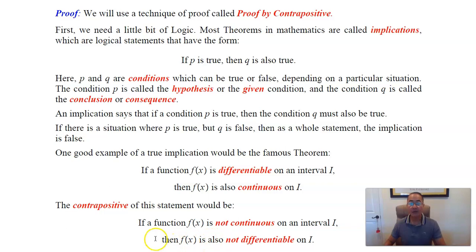However, the contrapositive is also true. Remember that an implication and its contrapositive are equivalent. So if one of them is true, the other is also true. If a function is not continuous on an interval I, then the function is also not differentiable on I. If there's at least one point of discontinuity, then the function fails to be differentiable at that point of discontinuity. Of course, we know that this is true. If it were differentiable at that point, it would also be continuous because the original implication is true.